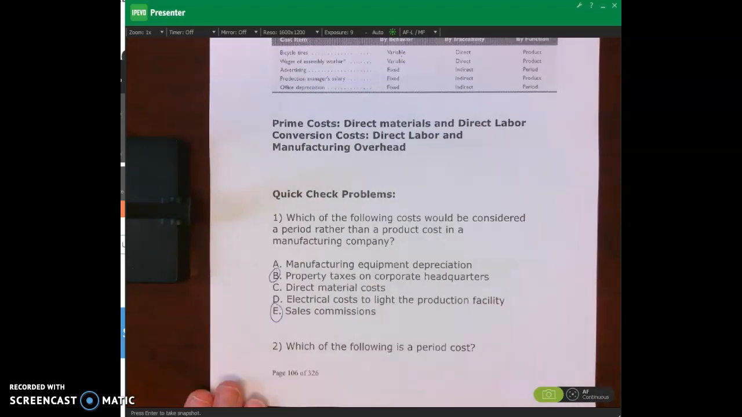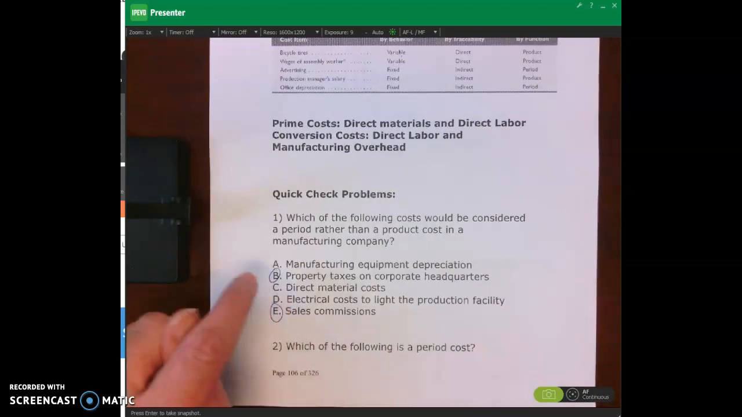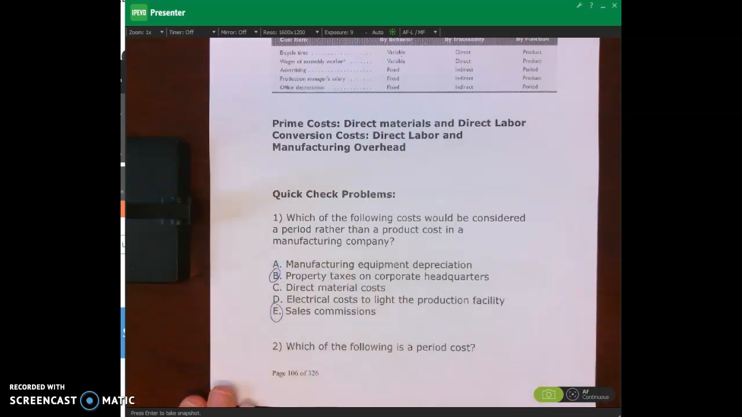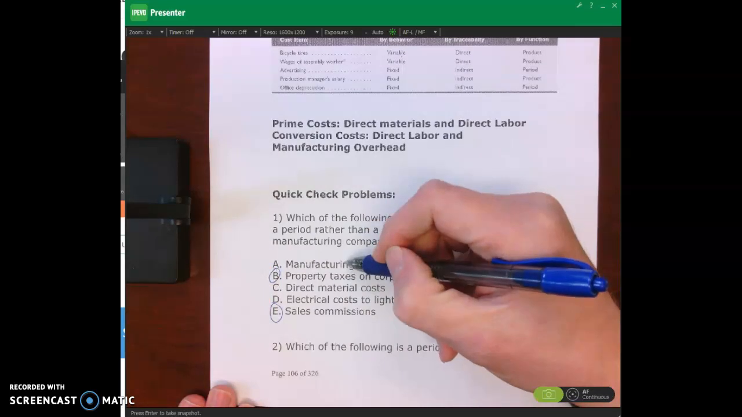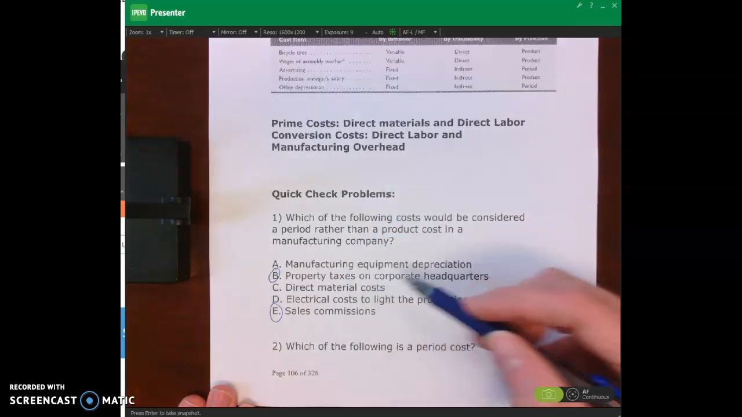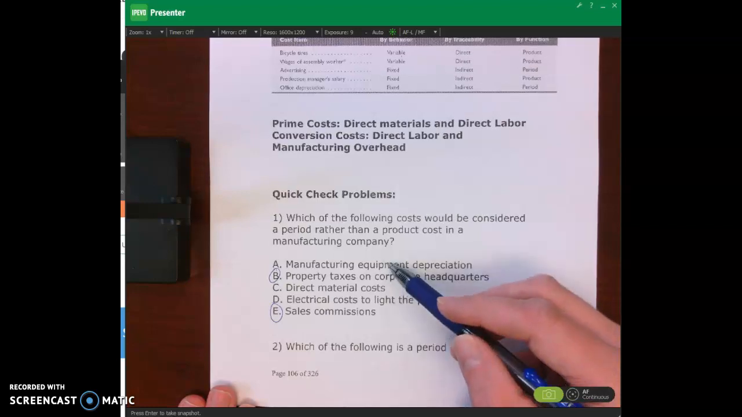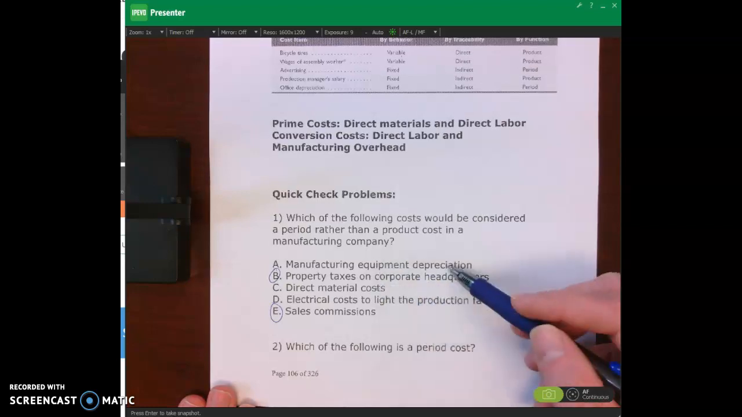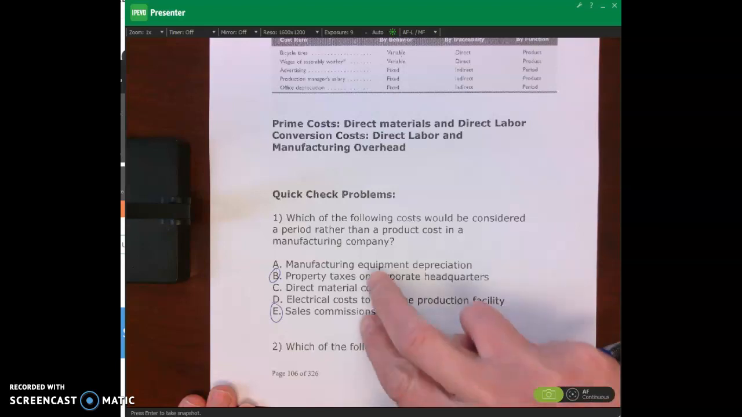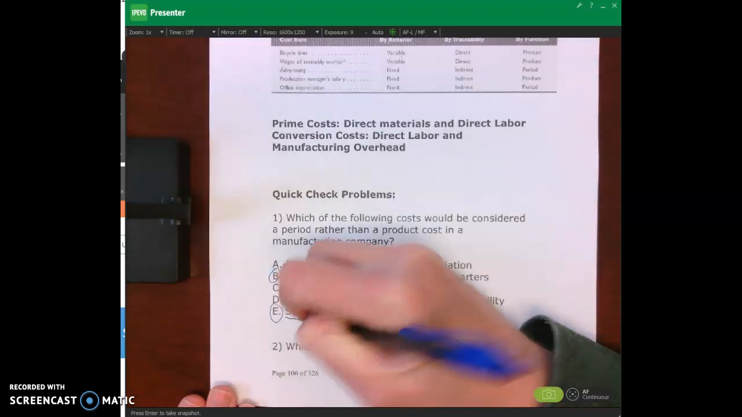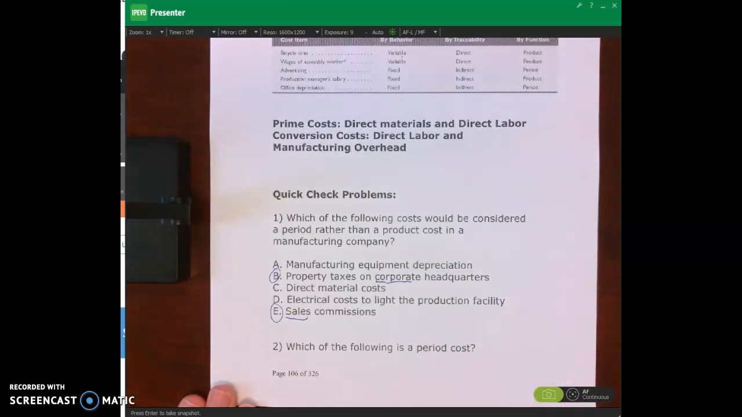Hello and welcome back. Let's see how you did. So this first quick check problem, which of these would be considered period rather than product? Well, manufacturing means it's product. We know direct materials is product. Production means it's manufacturing overhead. Those 3 are product costs. These 2, look at the keyword sales, corporate, that means period.